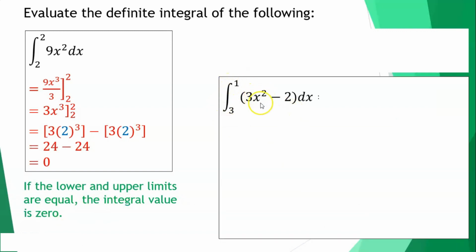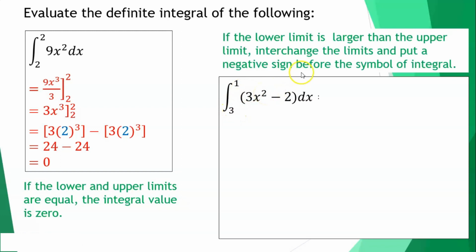Evaluate the definite integral of 3x squared minus 2 dx evaluated from 3 until 1. Take note of this. The lower limit is greater than the upper limit. So what are we going to do with this? Take note of this one. If the lower limit is larger than the upper limit, interchange the limits and put a negative sign before the symbol of integral. So with this would become negative, the integral of 3x squared minus 2 dx, then interchange 1 and 3.